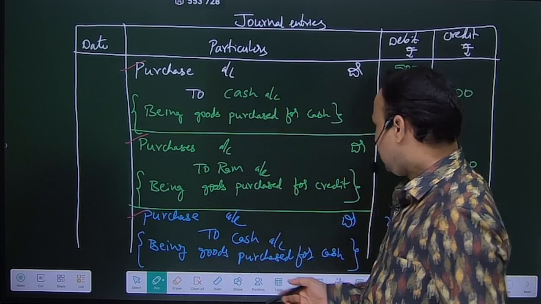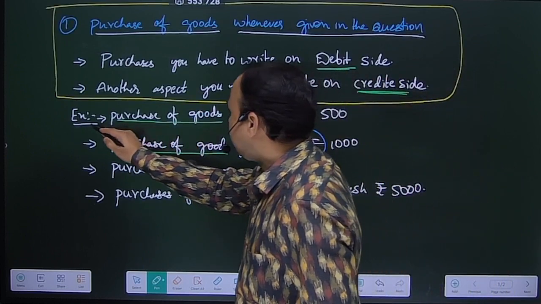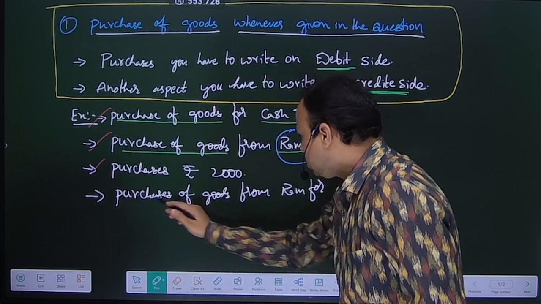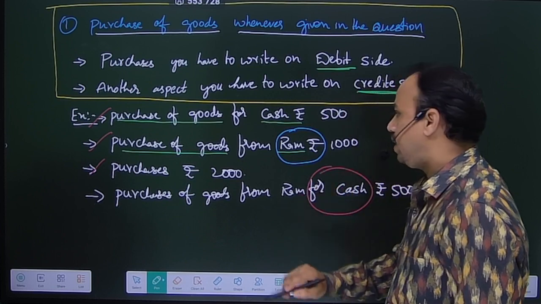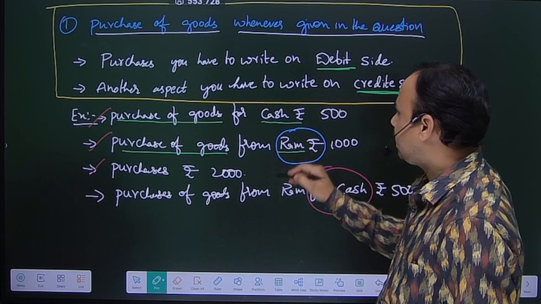Is it clear to you? See, what is another aspect? What is another transaction? Now three are completed, 1, 2, 3 completed. Now see the fourth one, purchase of goods from Ram for cash. Very, very important. See, this second one and fourth one, you observe. What is the difference between second and fourth?